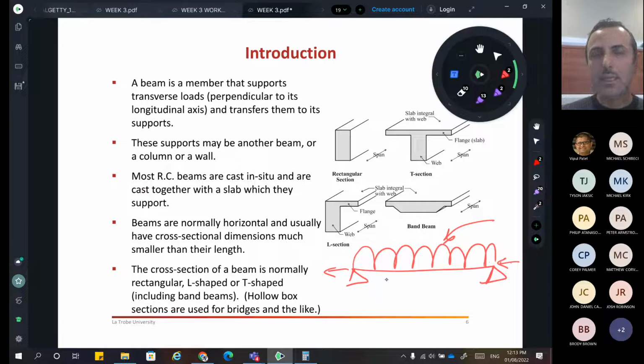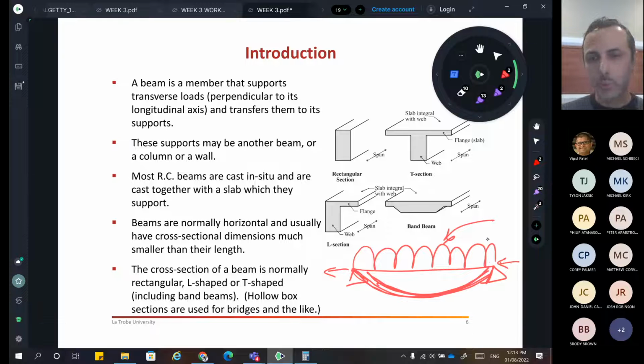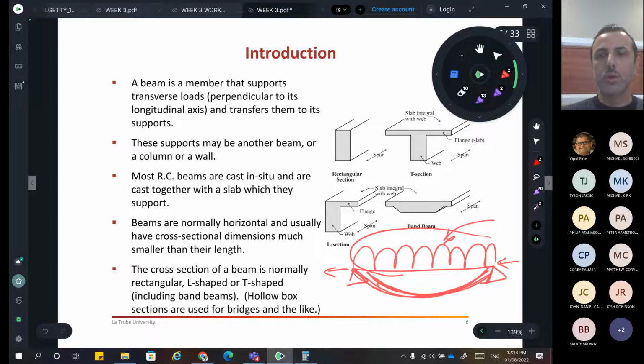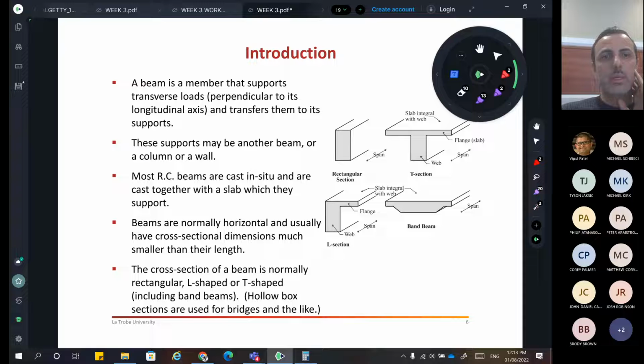The beam is going to end up being under deflection or flexure. To make it under deflection or flexure, it should be caused by transverse loads, which are actually perpendicular to the axis, which is the span axis.